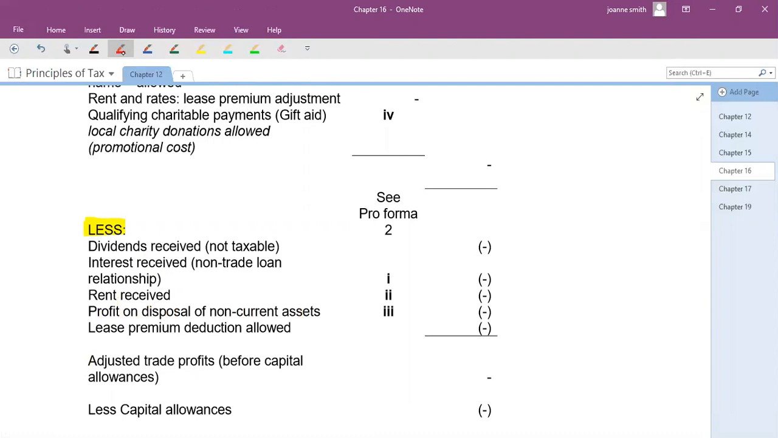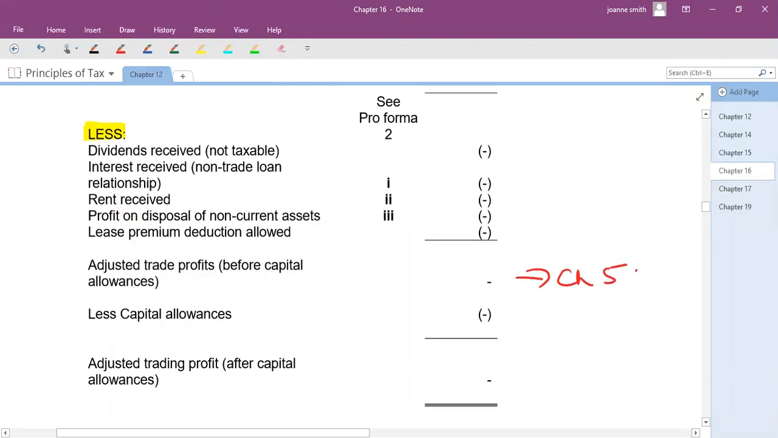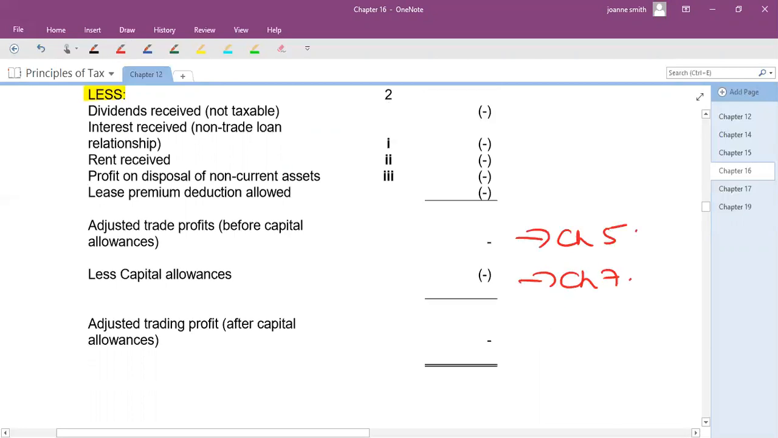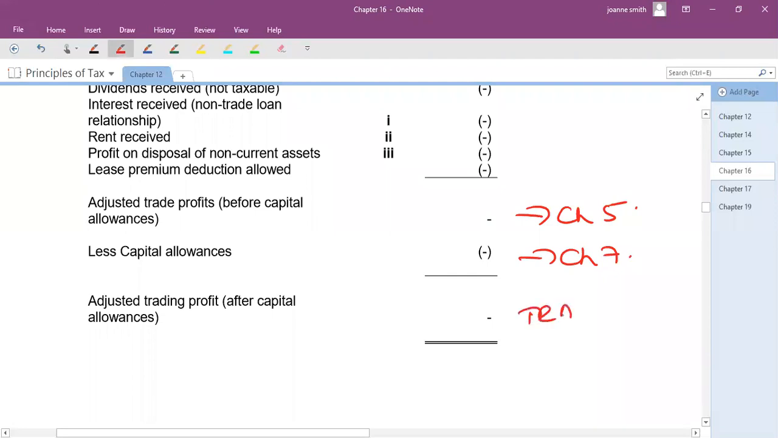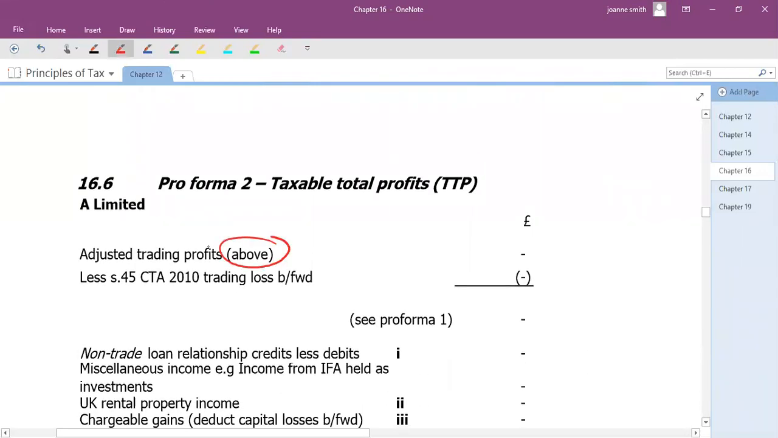So I'm just going to reference here that it might be useful to revise your chapter 5 again. You'll then take off your capital allowances. So that's where you split all your additions and disposals into your main and your special rate pool. So it might be worth looking at your chapter 7 again. And then finally, this is what we call your trade profit, which is what's going to go into that corporation tax computation. So we would take that trade profit. So that's what we had on the previous page.